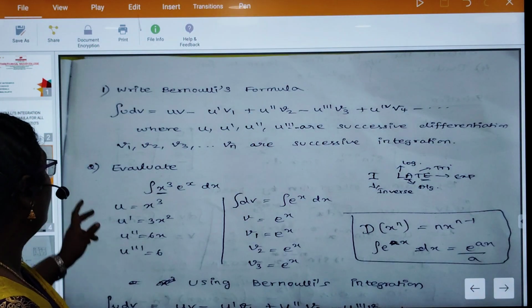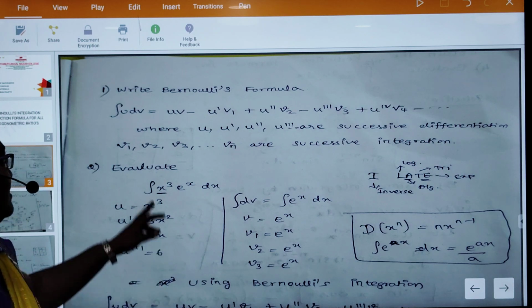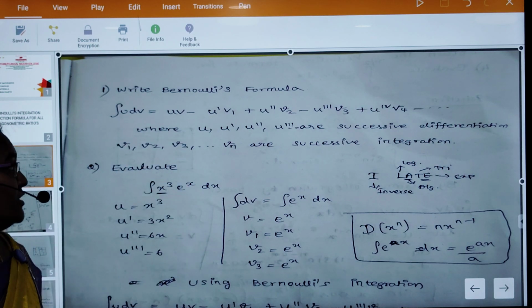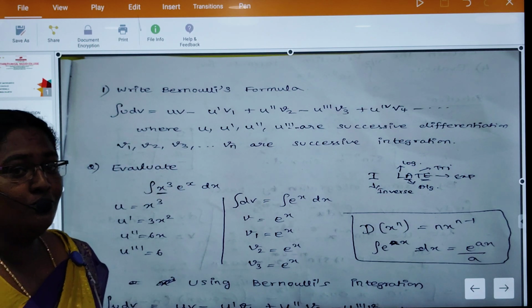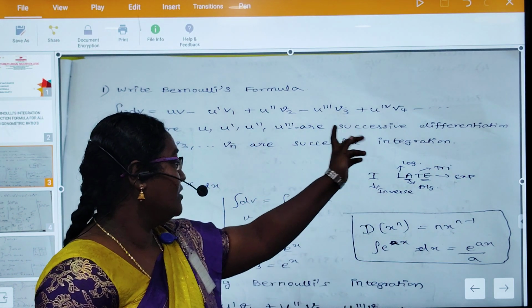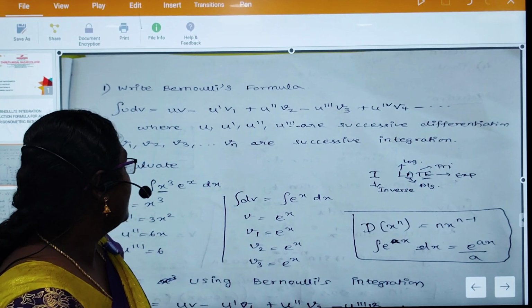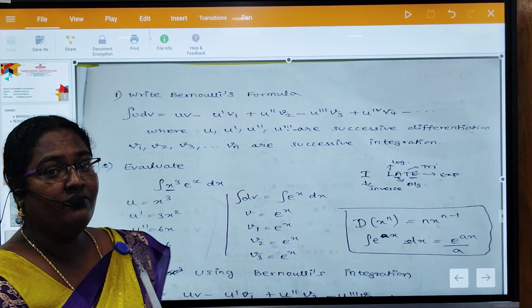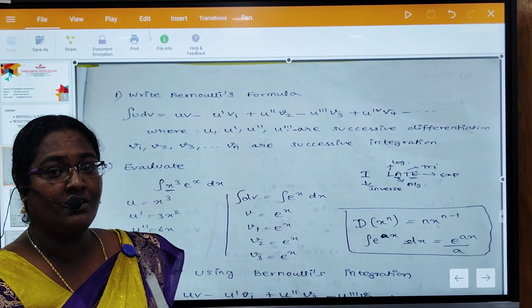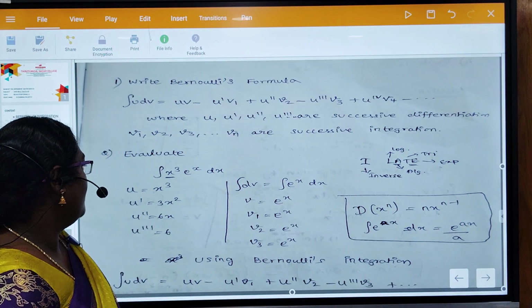So the first one is we are going to see Bernoulli's formula. What is the Bernoulli's formula? Integral u dv is equal to uv minus u dash v1 plus u double dash v2 minus u triple dash v3 plus u fourth dash v4 and so on, where u dash, u double dash, u triple dash are successive differentiation and v1, v2, v3, v4 up to vn are successive integration. We are going to see the problems based on Bernoulli's integration.